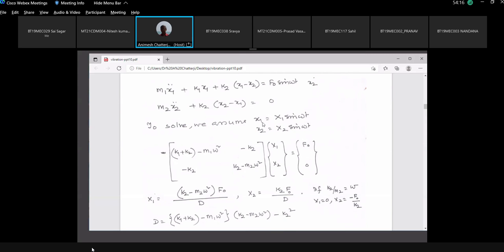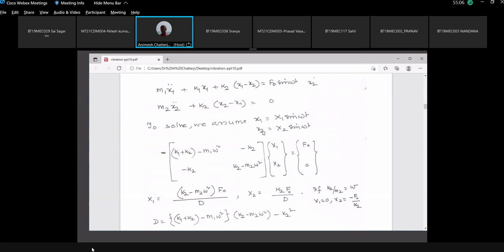So what do we do? We put x1 is capital X1 sin omega t, small x2 is capital X2 sin omega t into this equation. Then check whether we get it or not. So we get 2 algebraic equations. Our differential equations get transformed to algebraic equations. But check it yourself by hand, whether it comes out like this or not. I'm giving you 5 minutes time.